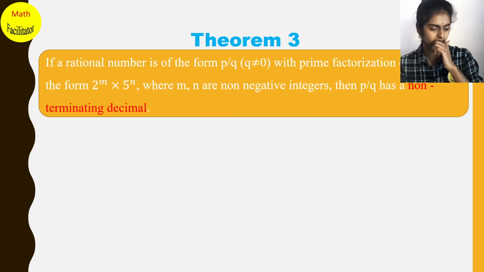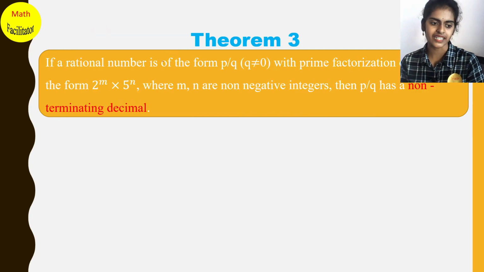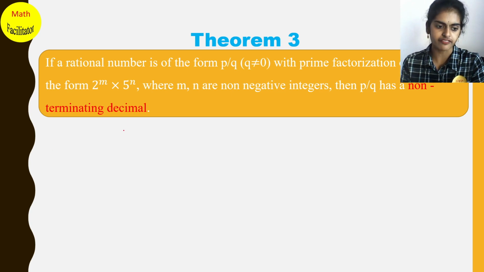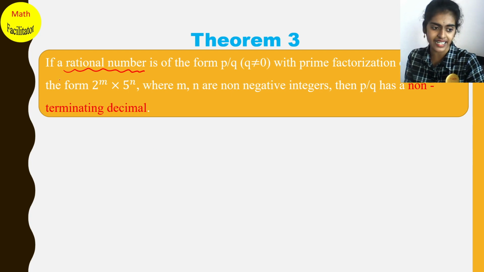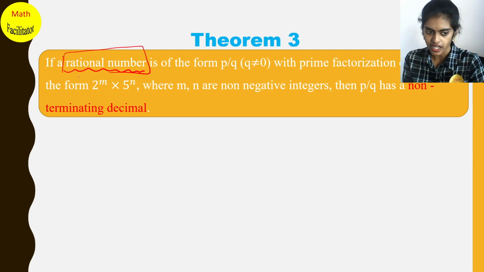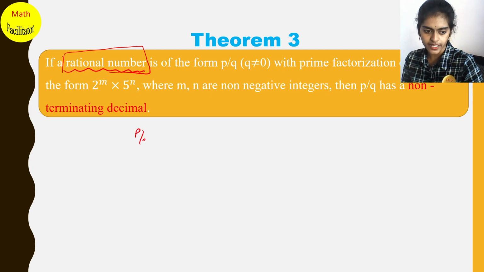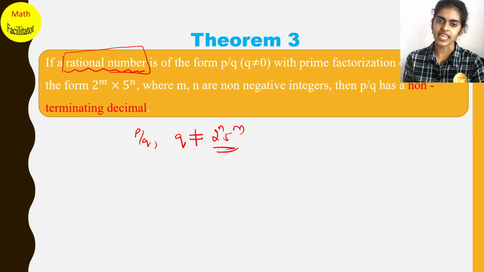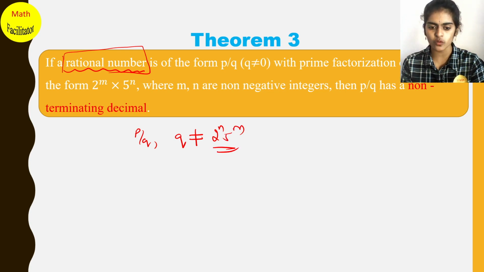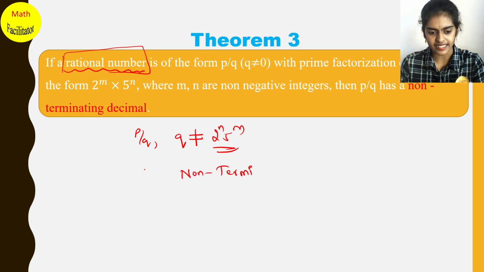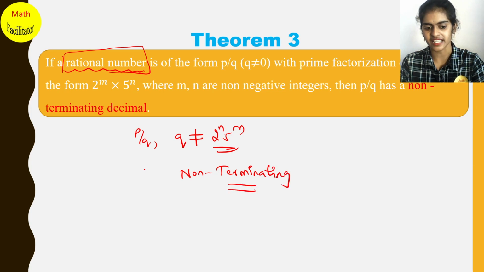Now let's move on to the next theorem. I have been repeating about this theorem earlier also. Instead of a rational number, I'll just rename it: if you have a number p by q, and if this q cannot be expressed as 2^n 5^n, then I can say that this particular number has a non-terminating decimal expansion.